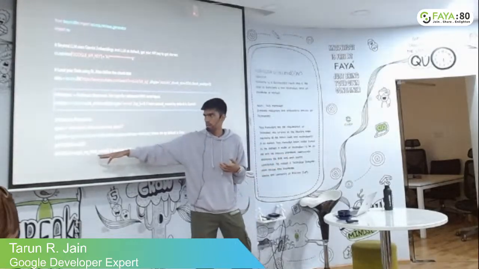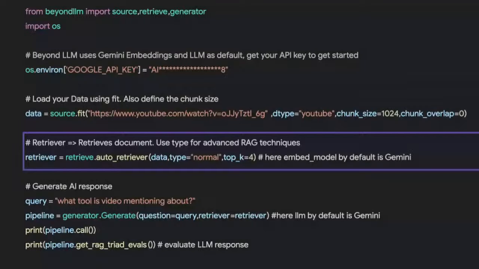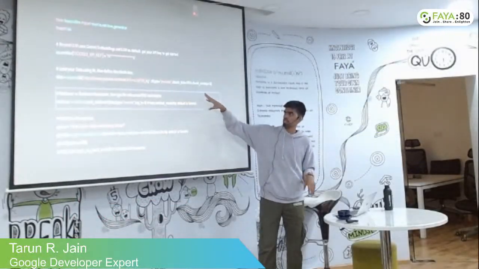You can use these metrics by running your pipeline. This pipeline will take care of your evaluation. It will take care of your AI response. So this is what you can do with RAG. It's very simple.